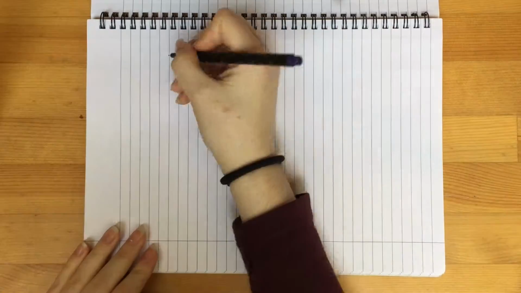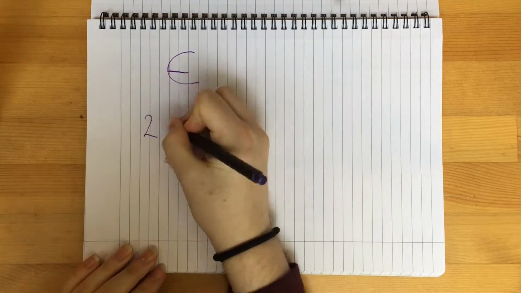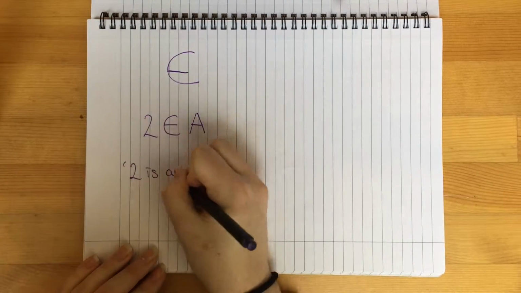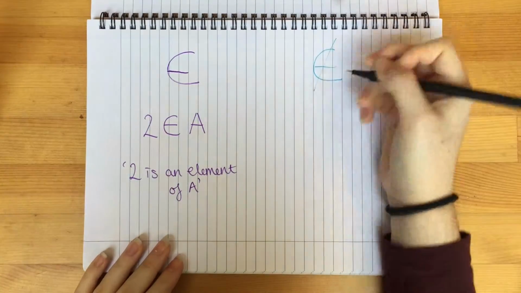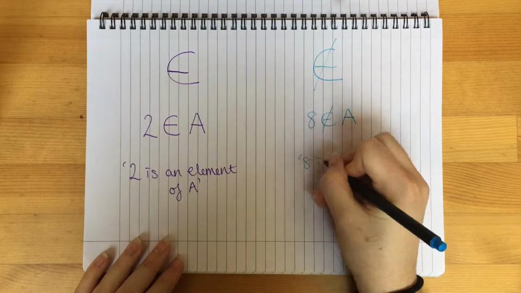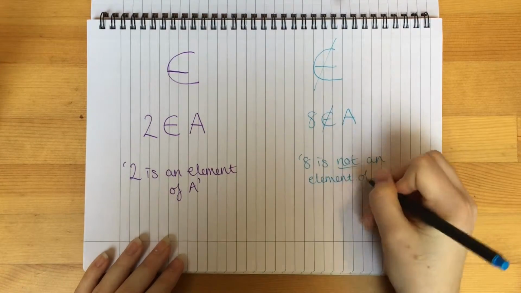We use this symbol to say is an element of, and we use it like this, which can be read as 2 is an element of A. Similarly, we use this symbol to say is not an element of, i.e. 8 is not an element of A.